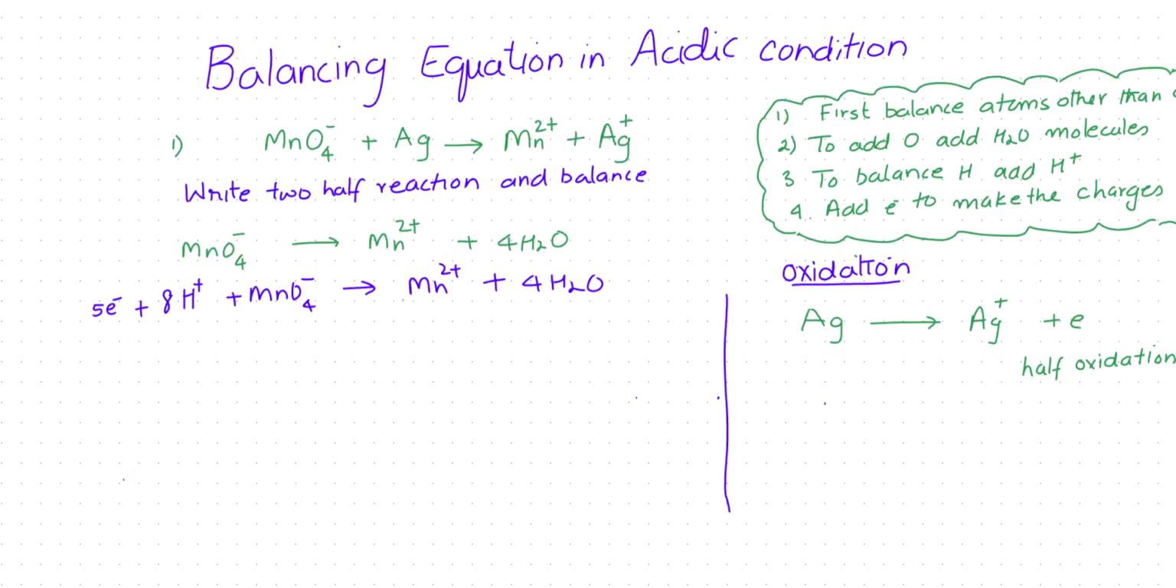Next, another half reaction, Ag is changing to Ag⁺. There is one Ag atom. So just to cancel the charge, we add 1 electron. Now this is called the half oxidation reaction. This will be the half reduction reaction.